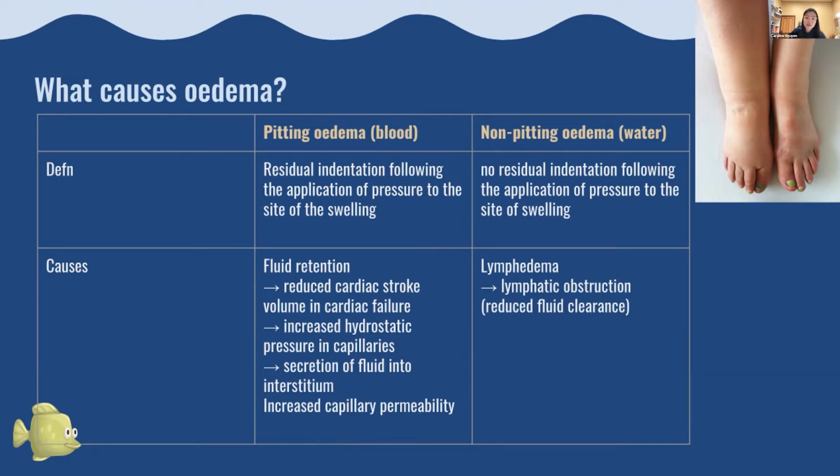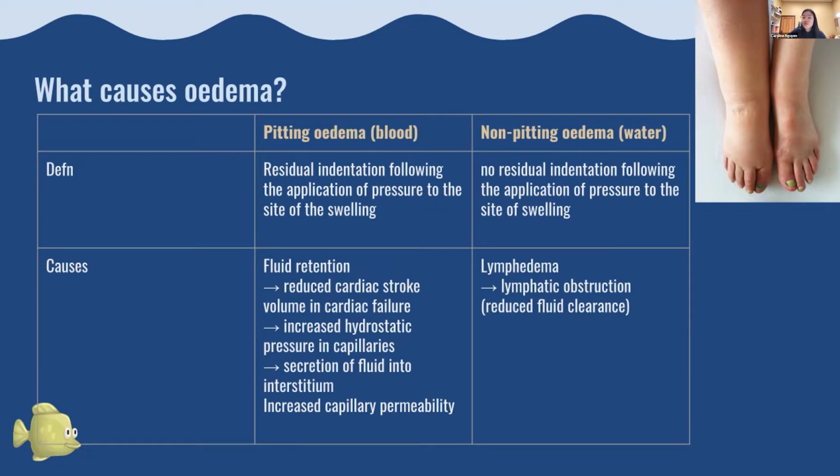In pitting edema, it's blood. So the fluid that's being retained is blood. Why fluid is being retained is when you have reduced cardiac stroke volume, it means the volume of blood being ejected out of the left ventricle every contraction is less. And that might be because the muscle is weaker, or it's unable to keep up with the demands of the body.